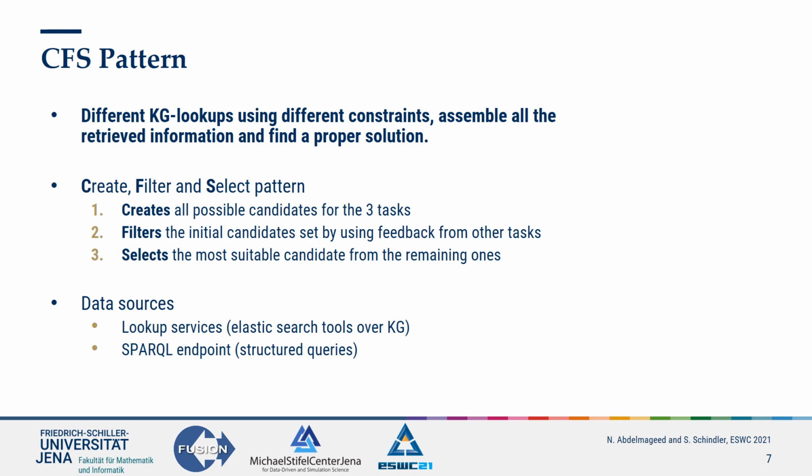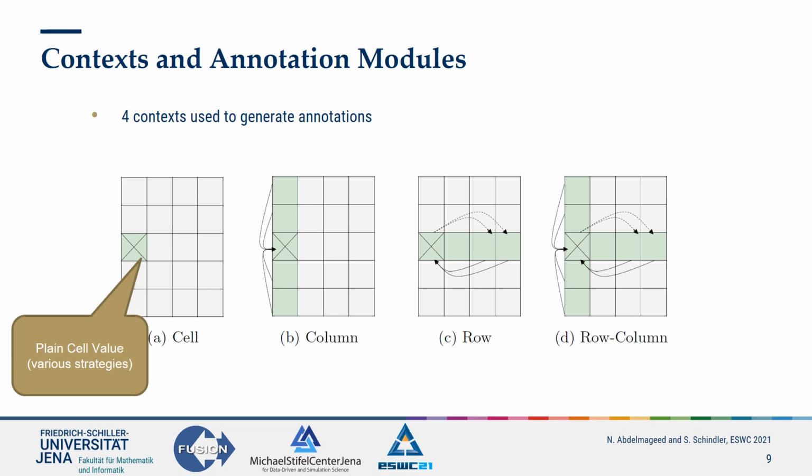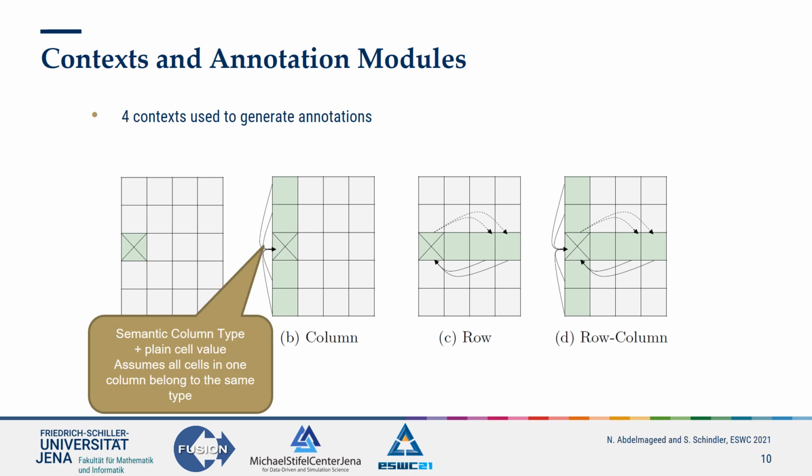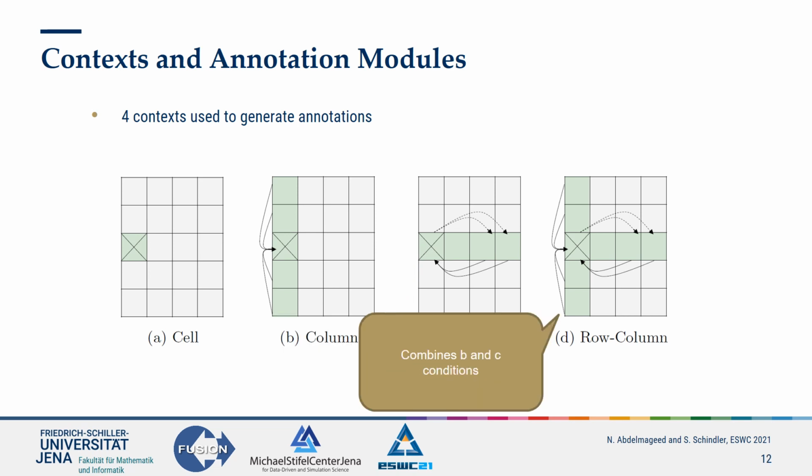We use both the publicly available lookup service and SPARQL endpoint for Wikidata as our primary data sources. We leverage 4 contexts to create and filter annotations. Cell context uses only the plain cell value to query the knowledge graph. Column context leverages the semantic column type as well. Row context is used to generate properties for the subject cell, or the other way around. Row-column context combines the previous 2.